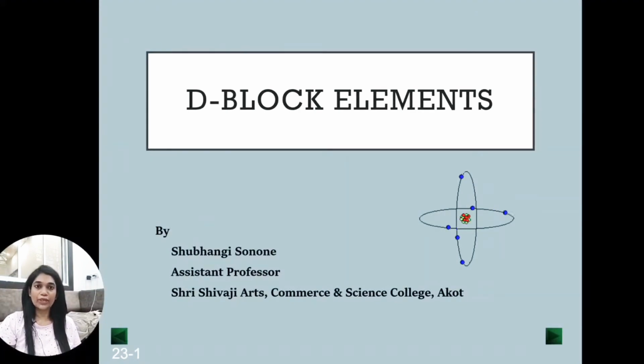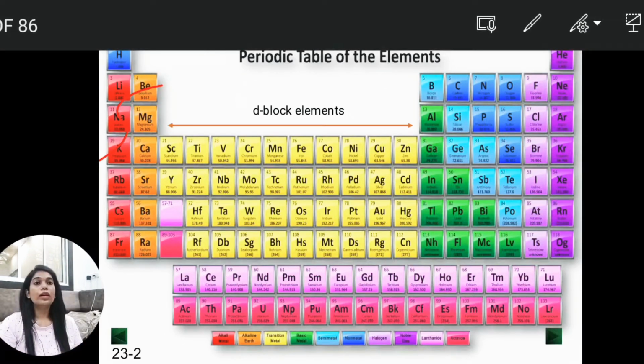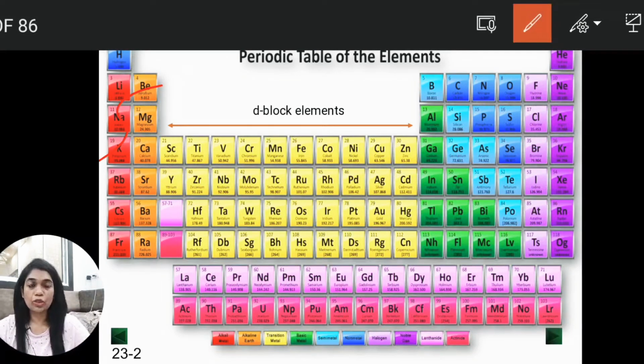Today we are going to discuss D block elements. This video is very helpful for BSc second year students. Now you can see in this periodic table the yellow part showing all D block elements. D block elements are also called transition elements because they are situated between S and P block elements.